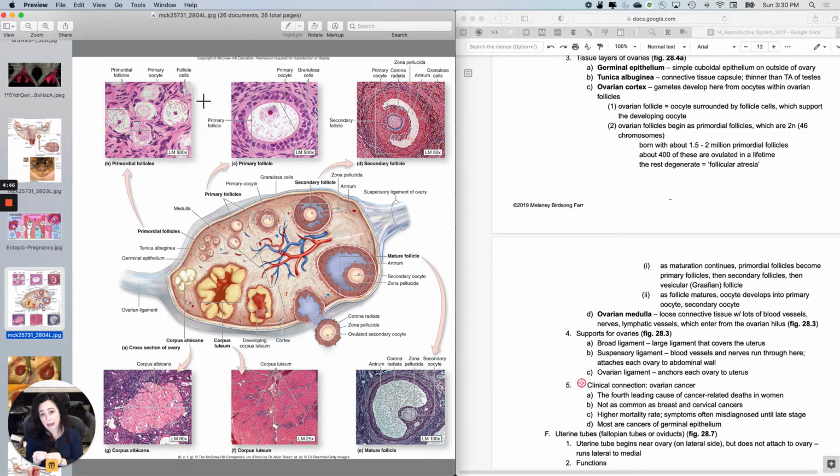The testes have the same tunica albuginea, only it's thicker in the testes. The testes are external. They need a little bit more protection.